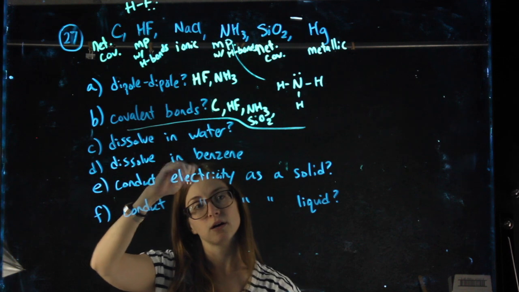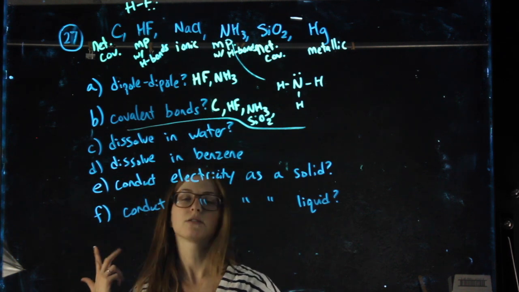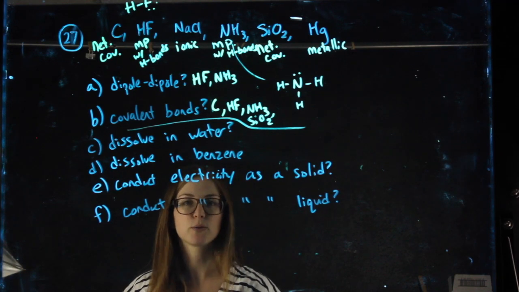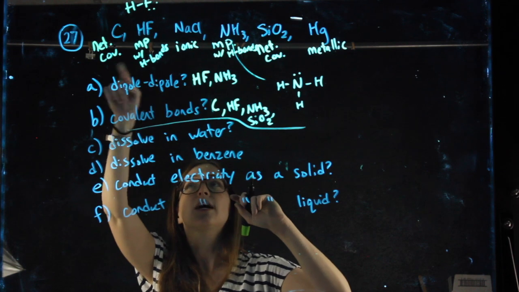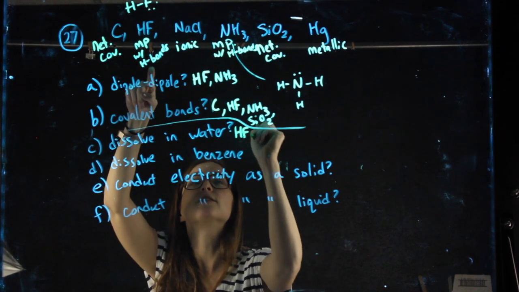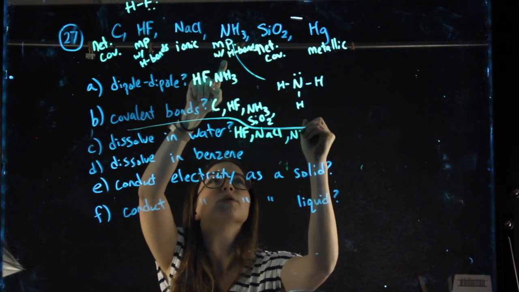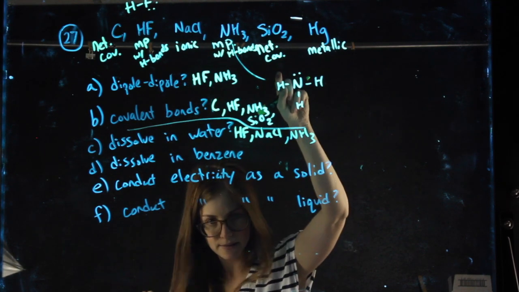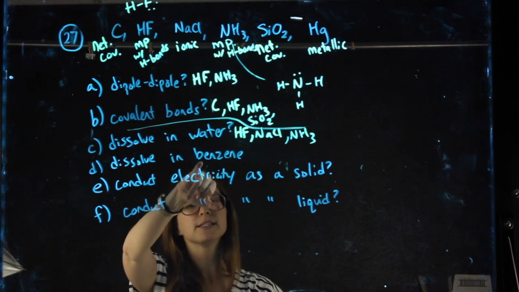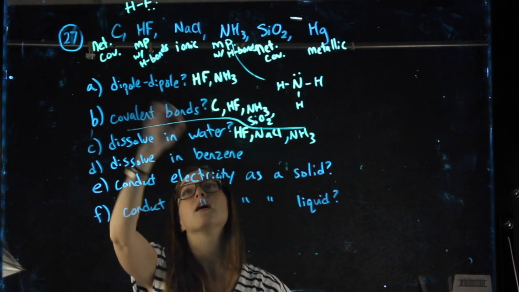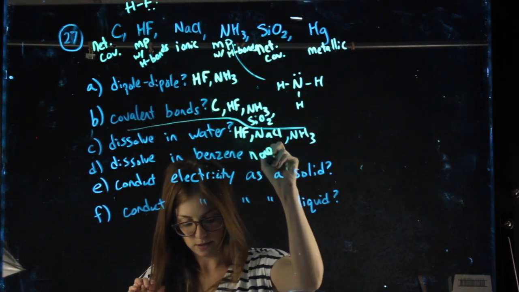Things that dissolve in water are ionic compounds, molecular polar compounds, and molecular polar compounds with hydrogen bonding. So not covalent, not network covalent, but HF does because it's polar, NaCl does because it's ionic, NH3 does because it's polar, but not the network covalent, not the metallic. Dissolve in benzene are only nonpolar things. I don't have any molecular nonpolars, so my answer here would be no.